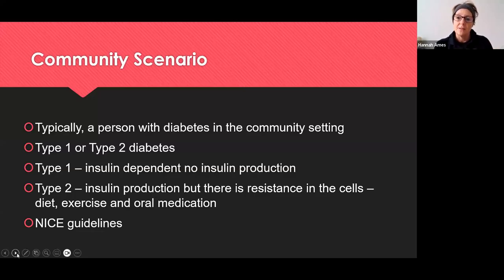There's NICE guidelines on diabetes management, so a really good resource for you to read up on and familiarise yourself with the UK management of diabetes.